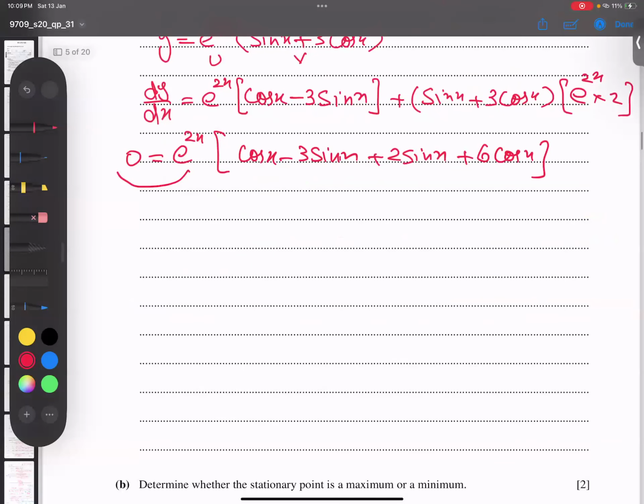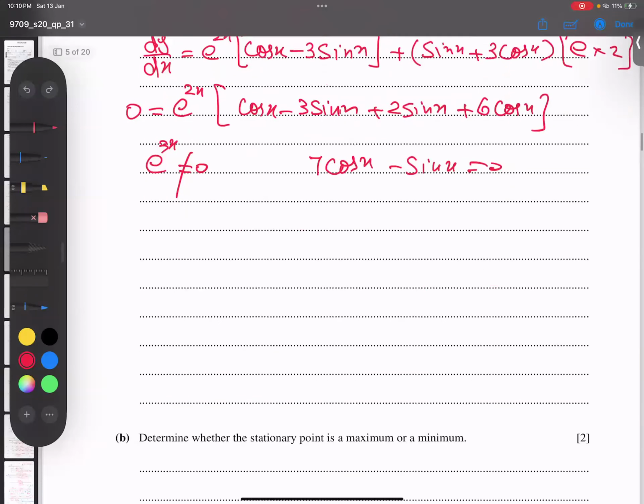Now either this part equals 0 or this whole part equals 0. Either this part equals 0, which is not possible. Logic: if I want to bring it down, I will take a log of both sides. Log of 0 is a math error, undefined, so logically not possible. So cut it from here. 6 plus 1 gives 7 cos x, and 2 minus 3 gives minus sine x, equal to 0.